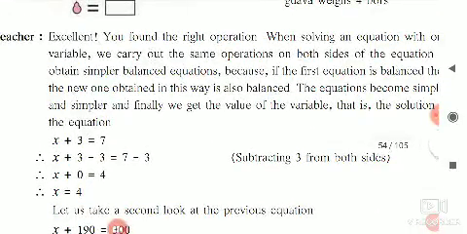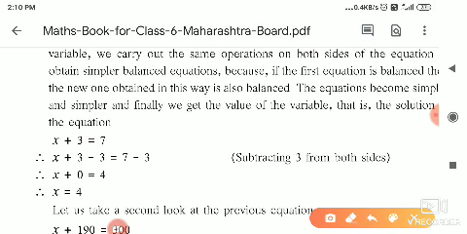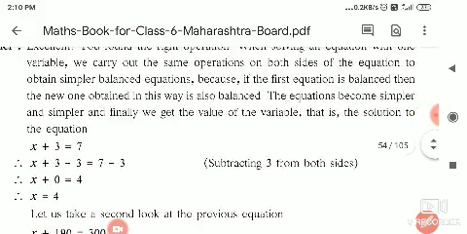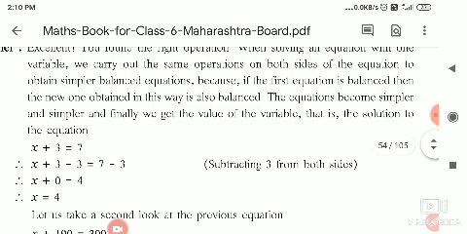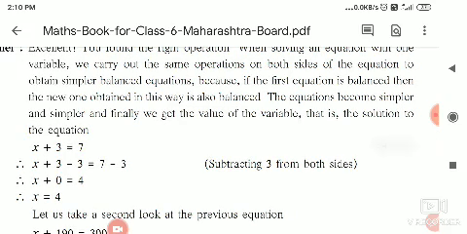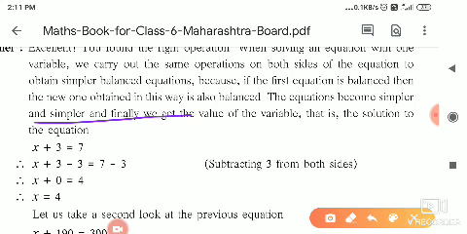So here the method given is different. In your standard we use this method, but in higher classes we have to use the method I just told you. So we balance the equation on both sides, because if the first equation is balanced, then the new one obtained in this way is also balanced. The equation becomes simpler and simpler. Finally we get the value of the variable. That is the solution of the equation.